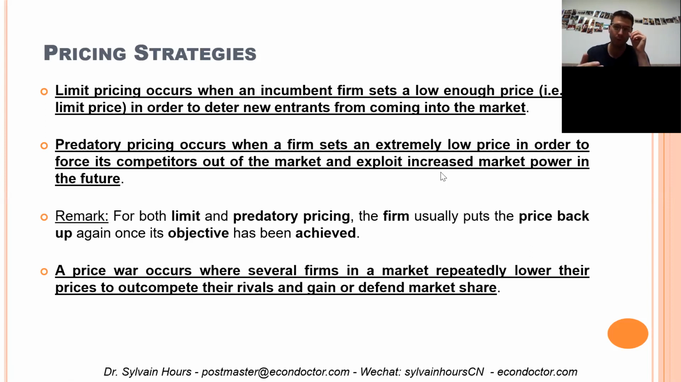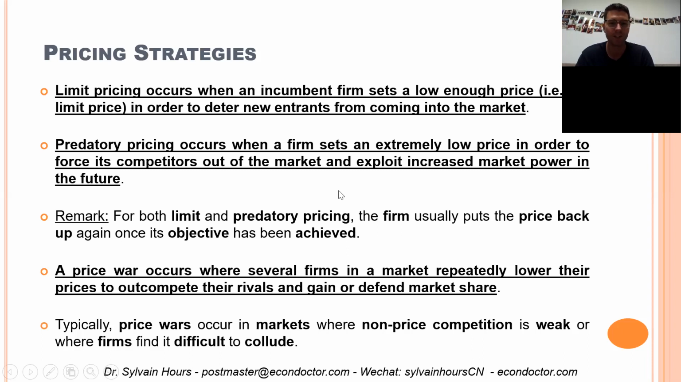Okay, so if we have two firms, and this is exactly what happens in Bertrand competition, firm A will say $10, firm B will say 9.9, 9.8, 9.7, and they will repeatedly lower the price in order to gain or defend their market shares. That's what we call a price war. And of course, it's usually very costly for businesses when they are engaged in such a price war. And that's why we will see that they might have an incentive to collude, in order to avoid these price wars that are very costly for all of them.